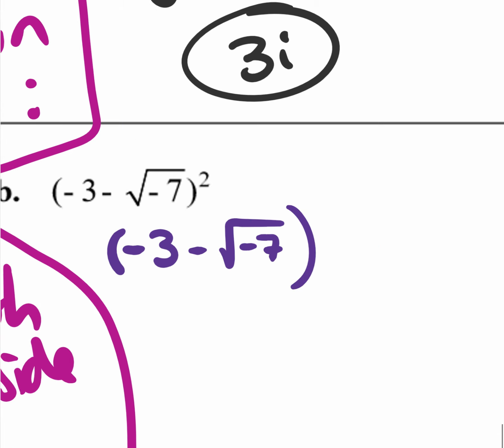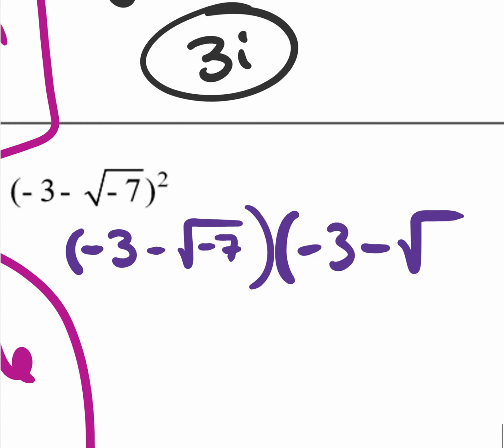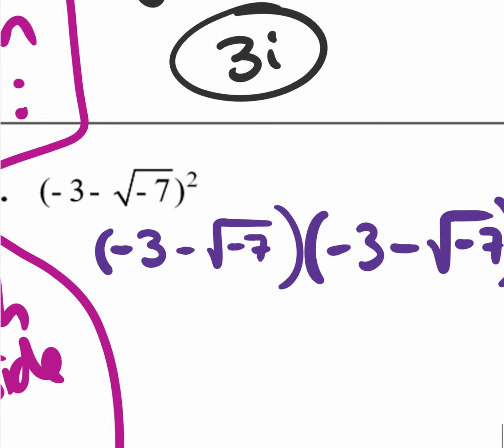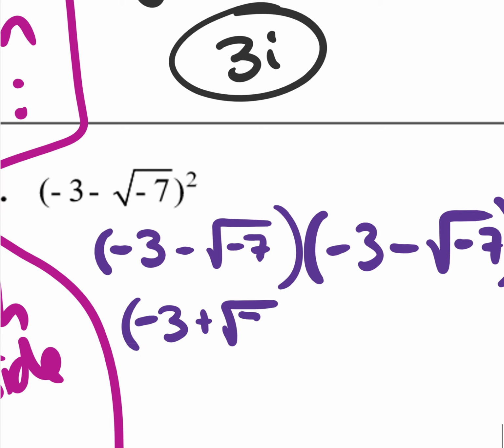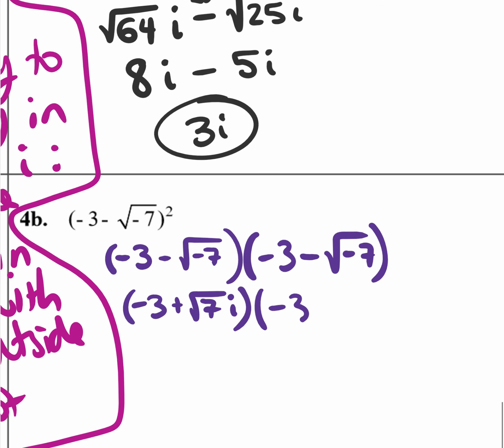Okay, so the square means I'm going to write this thing twice. I do not like all these negatives, but we'll get rid of one of the negatives, the one that's inside the root. Remember, we're supposed to get rid of the negative inside the root, just write a root 7 and put an i instead. So I'm going to make it a little better. My root 7 and then i.